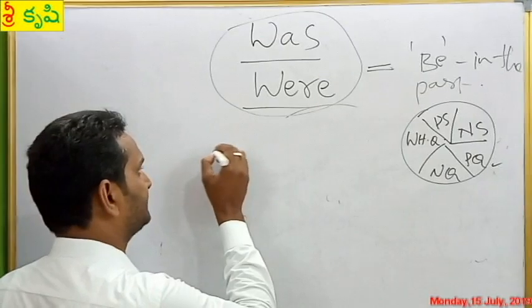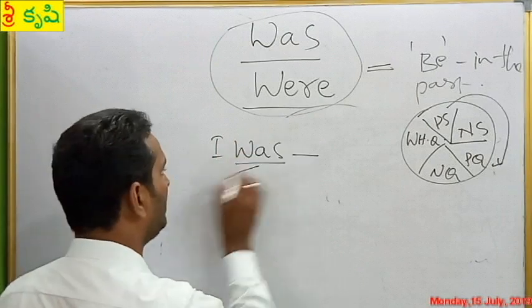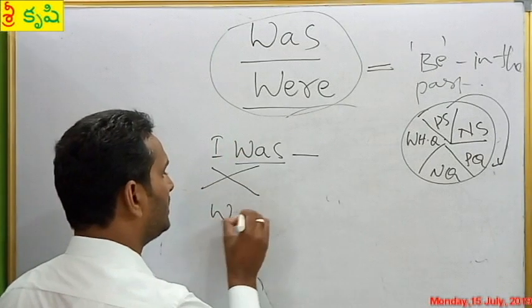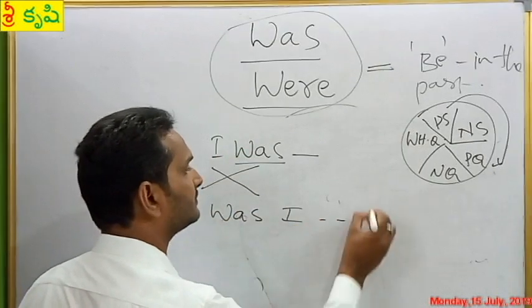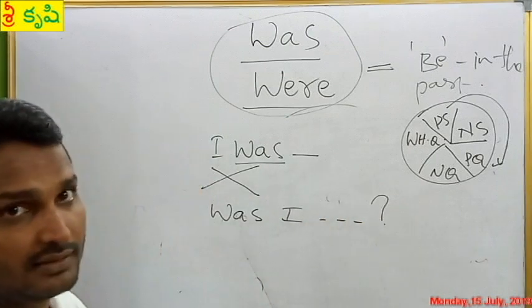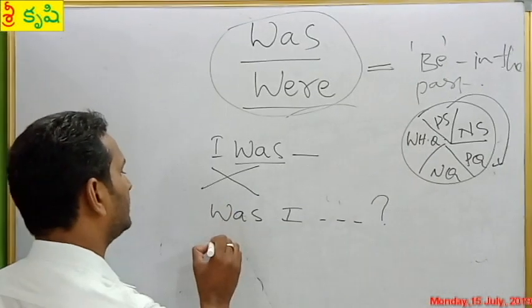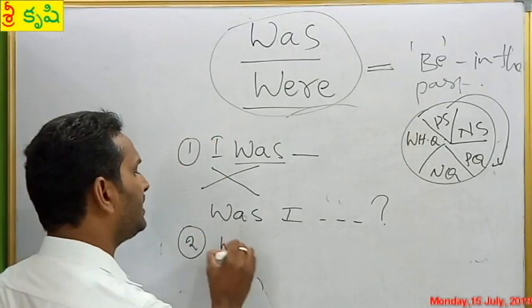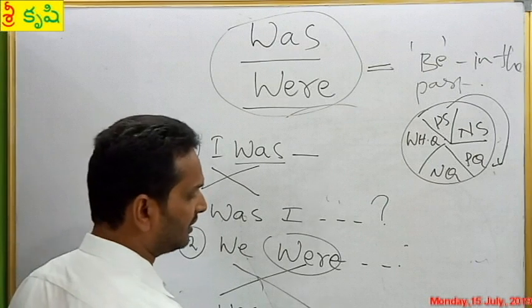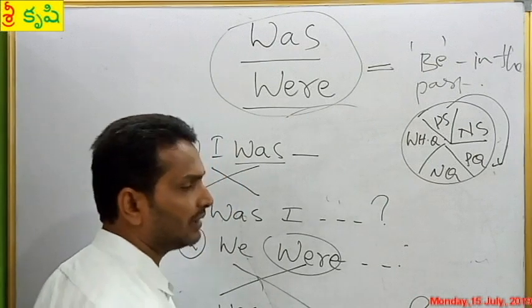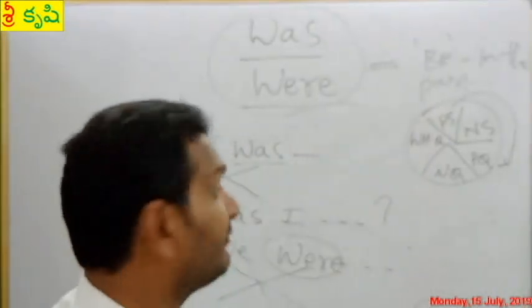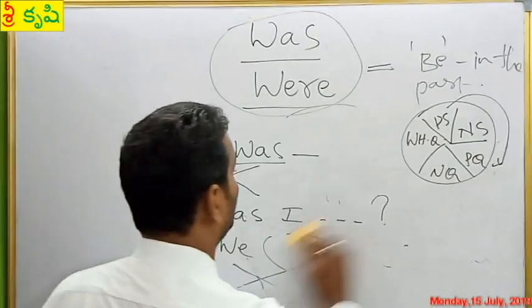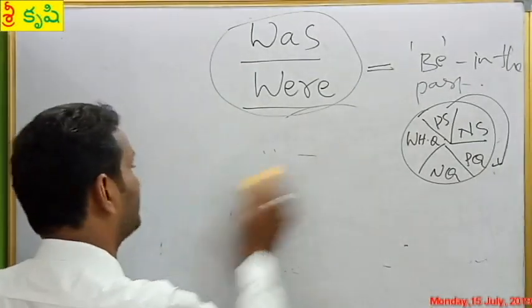For instance, I was, you change this pattern: Was I? Similarly, we were becomes Were we? Like this, you can make different question patterns by using was and were with all these subjects.